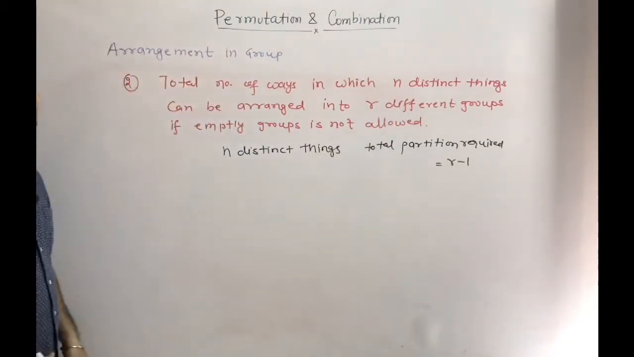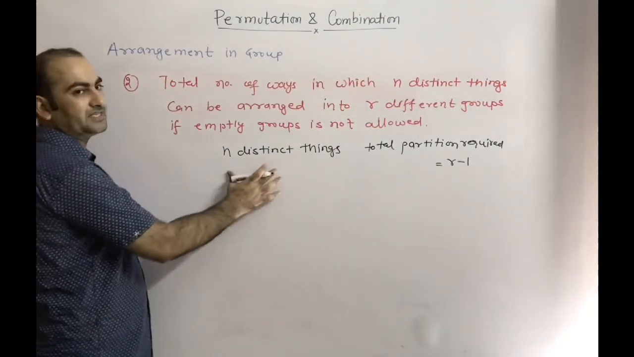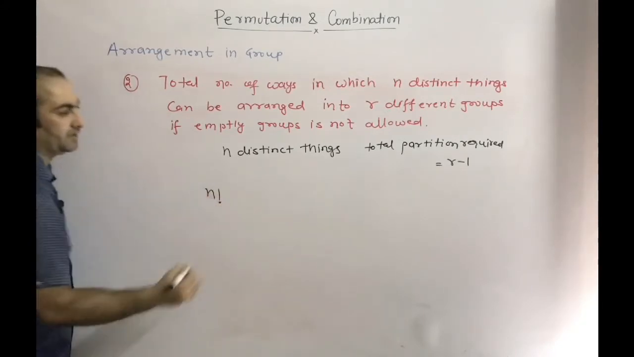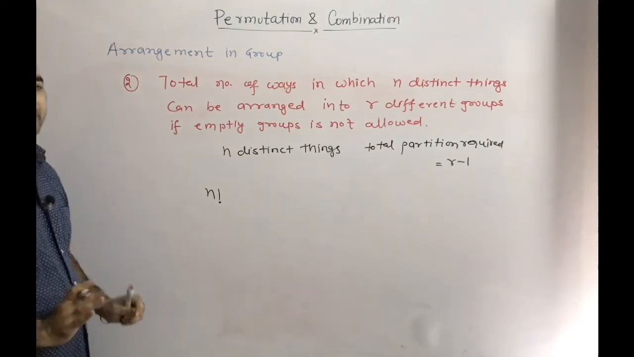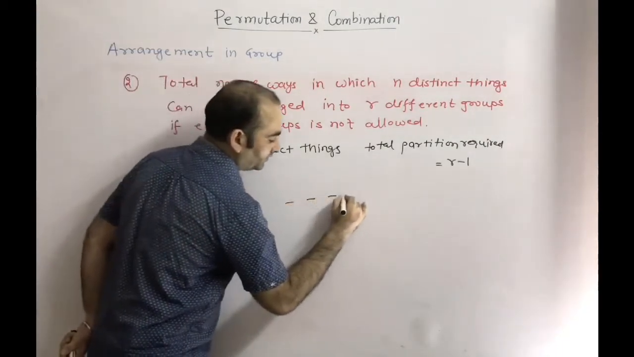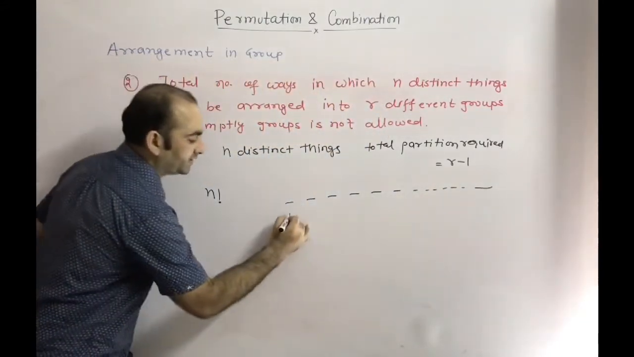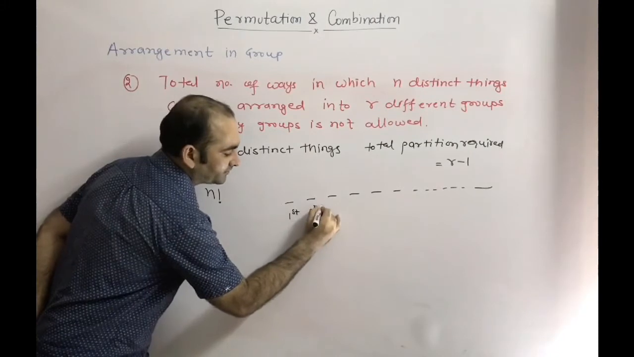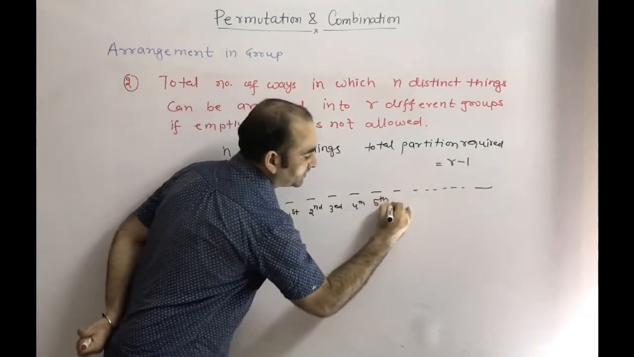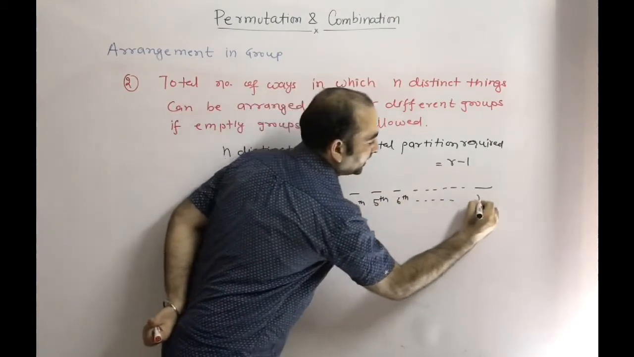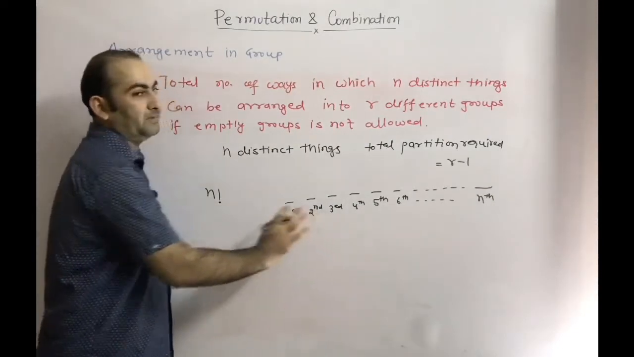For finding this, first you have to arrange n distinct things. The arrangement of n distinct things is n factorial ways. One of the arrangements we take like 1, 2, 3, 4, 5, 6 and so on: first thing here, second thing here, third, fourth, fifth, sixth and so on up to the nth thing. So we are taking n things at n places.